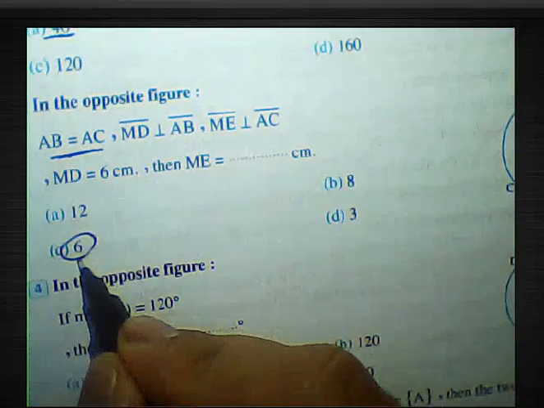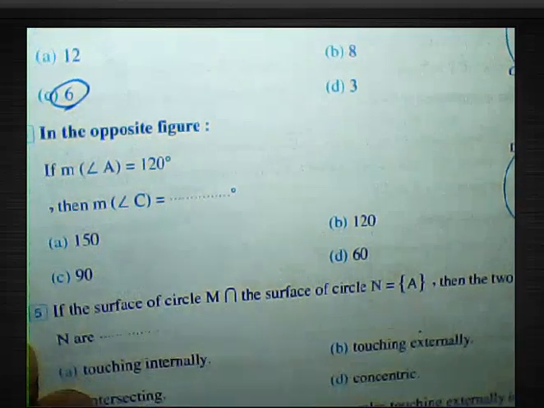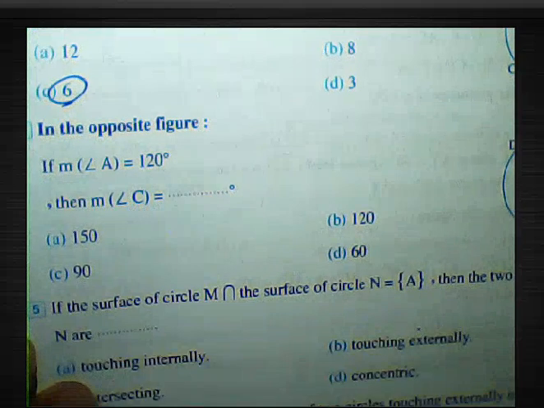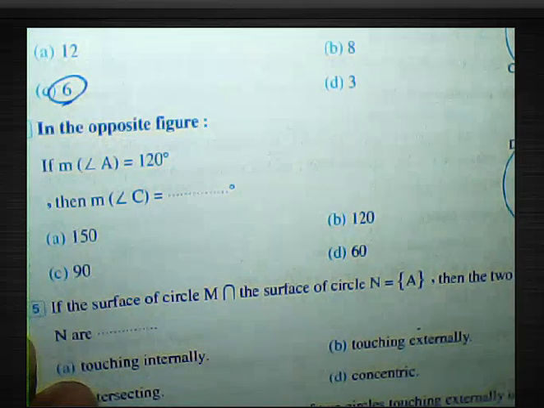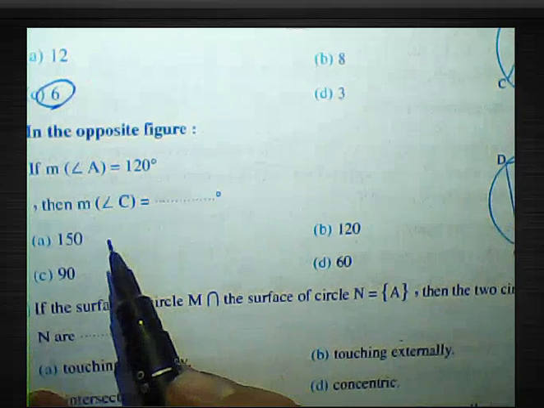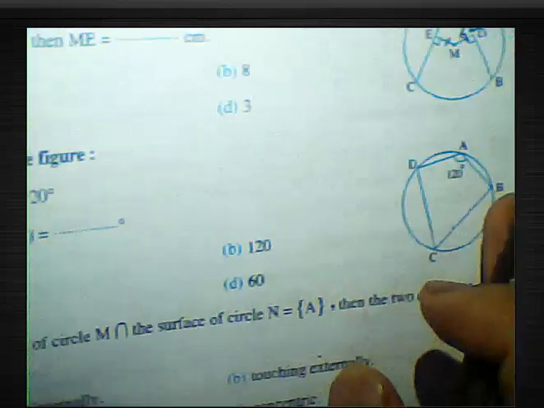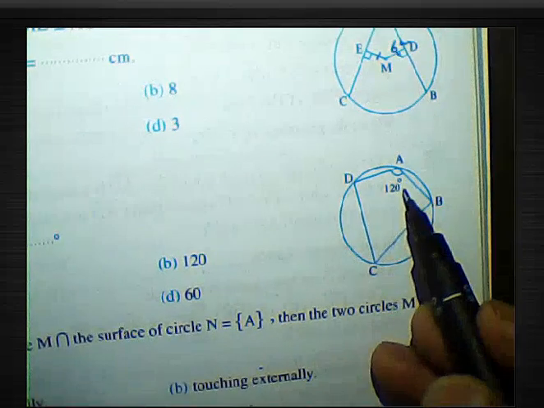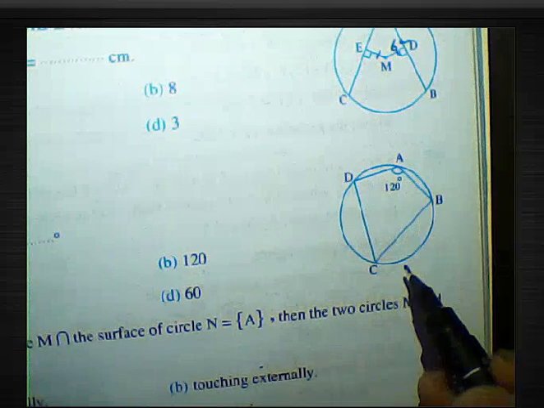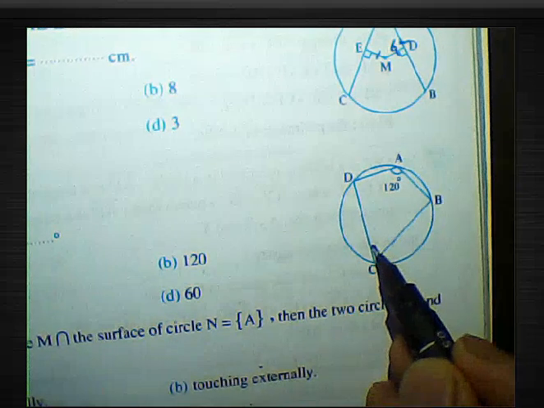equals 6 centimeters. In the opposite figure, the measure of angle A equals 120 degrees. Okay, you want to find the measure of angle C. Look here, the measure of angle A equals 120, then the measure of angle C would be 60 degrees.